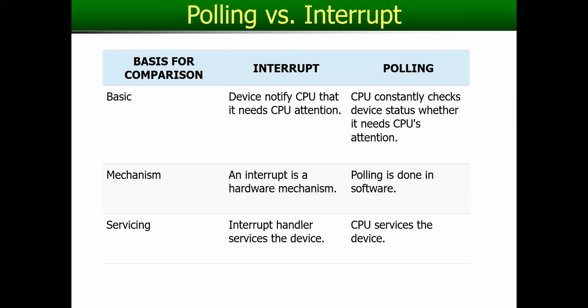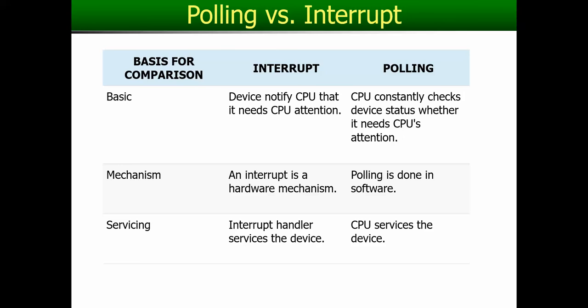What happens in an interrupt? It notifies the CPU that a device needs attention. For example, a timer overflows. The CPU should know that it has overflowed and we should do something. In polling, the CPU has to constantly check, and it occupies the CPU. And the CPU is the most precious resource in any microcontroller.